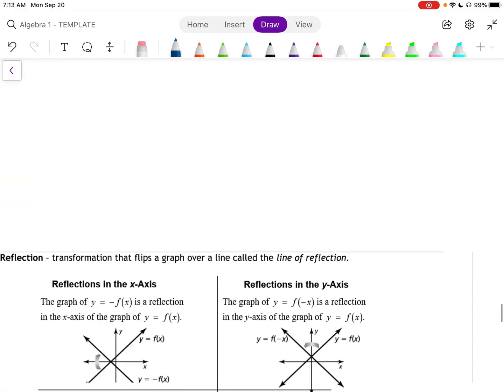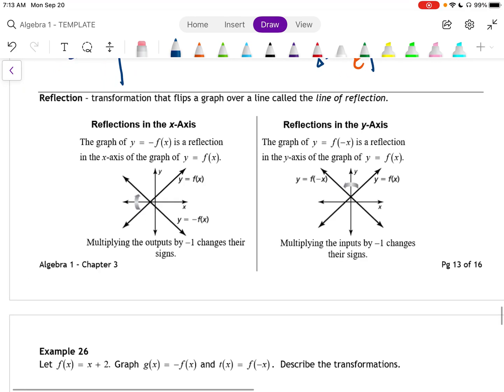All right. Next up, reflection on the axes. A reflection is a transformation that flips the graph. We have where we put the negative out front versus the negative inside. If the negative is out front, then it's a reflection over the x-axis. If it's a negative inside, then it's a reflection over the y-axis.